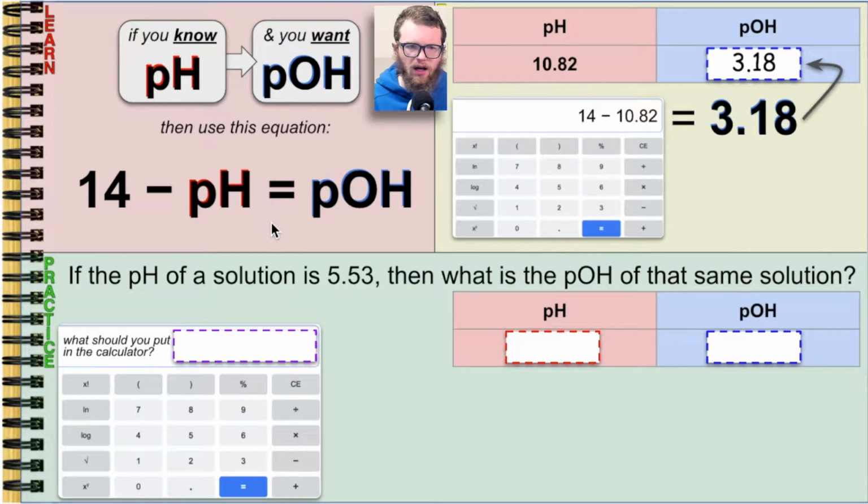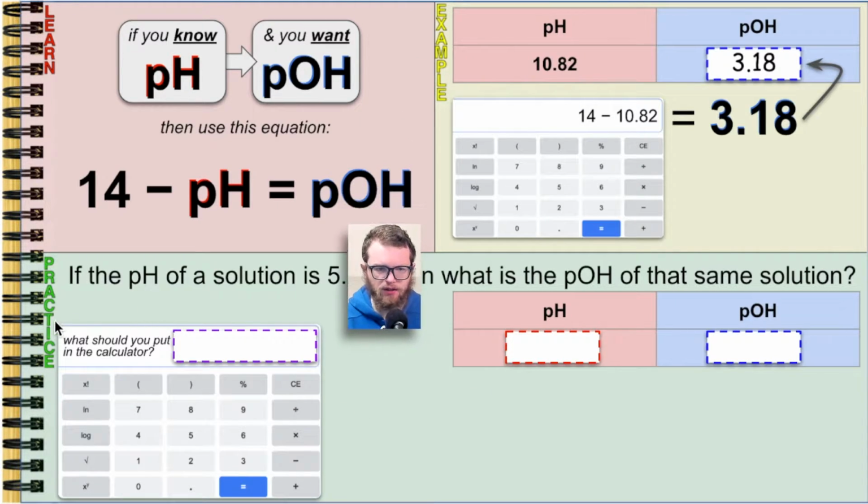So, on this slide, if we have pH and we want to find pOH, then we'll use 14 minus pH equals pOH. So in my calculator, I will type in, for example, 14 minus, and then instead of pH, I write down what my pH is. So 14 minus 10.82 equals 3.18. So my pOH is 3.18.